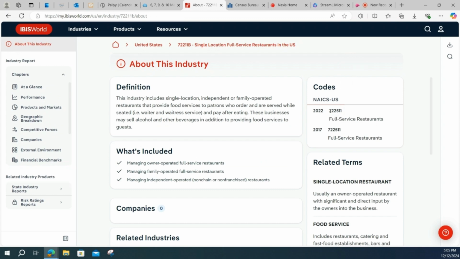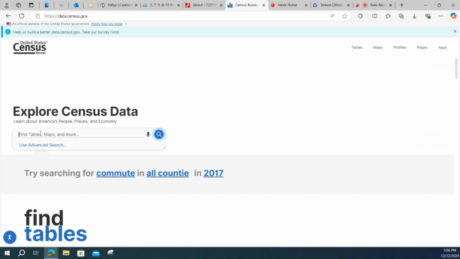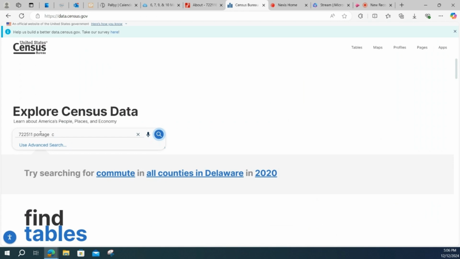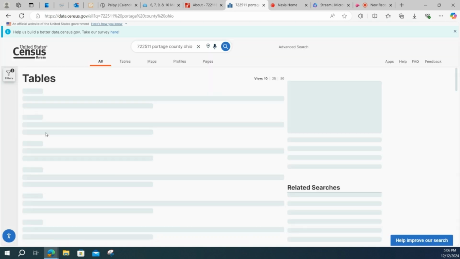So I'm going to click on about this industry on the right, and I am going to grab the code that the government uses to track data for this particular industry. And then I'm going to take that code and paste it into the census. I'm also going to look for a specific region of Portage County, Ohio. That's where we're at. We could also broaden this, but we're going to start with that.